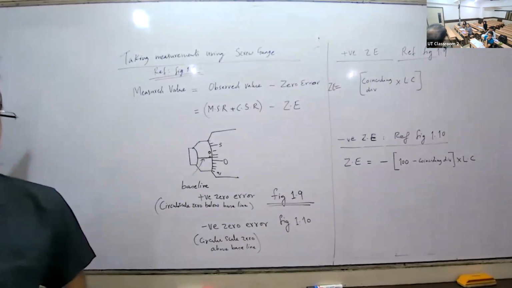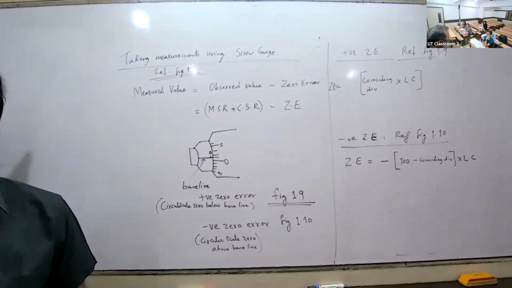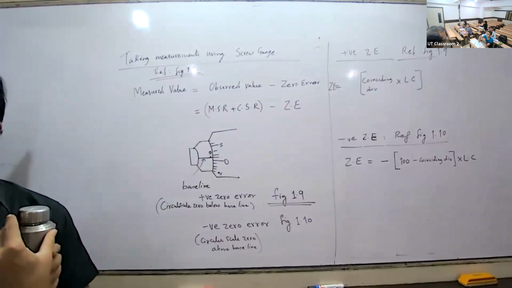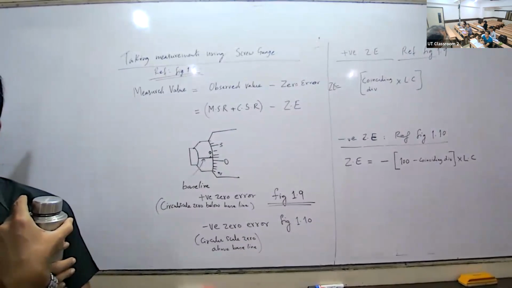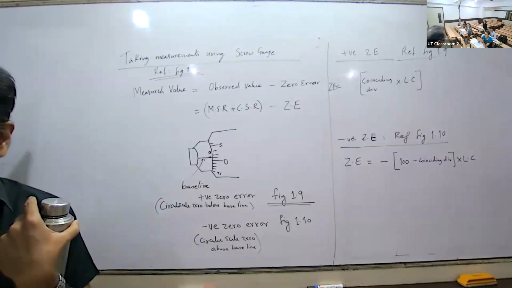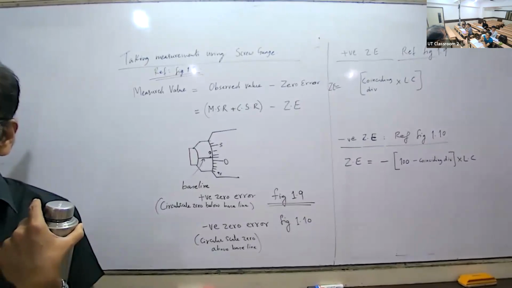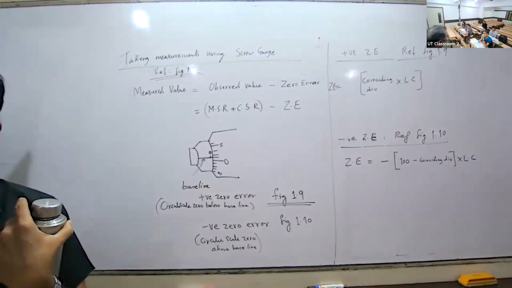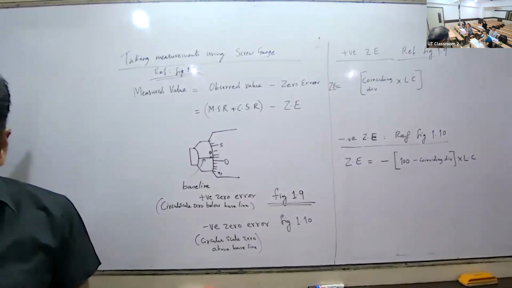So what is the principle of a screw? When the circular scale is turned by one turn, then the screw advances by 1 millimeter. That is the principle. It will advance depending upon which side is the turn, either left or right, by 1 millimeter.